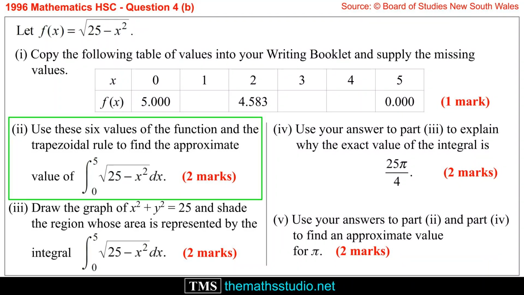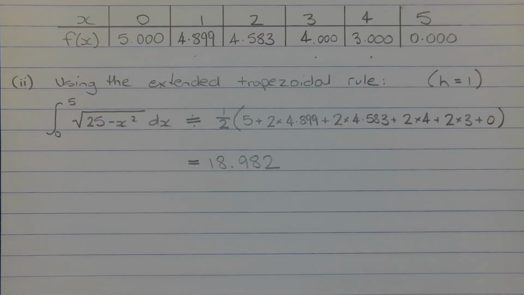Part 2. Use these 6 values of the function and the trapezoidal rule to find the approximate value of the integral of the square root of 25 minus x squared dx from x equals 0 to x equals 5. To save time, we can use the extended trapezoidal rule where h is equal to 1. Now h is the difference between any two consecutive x values. For example, the difference between 3 and 2 is 1.